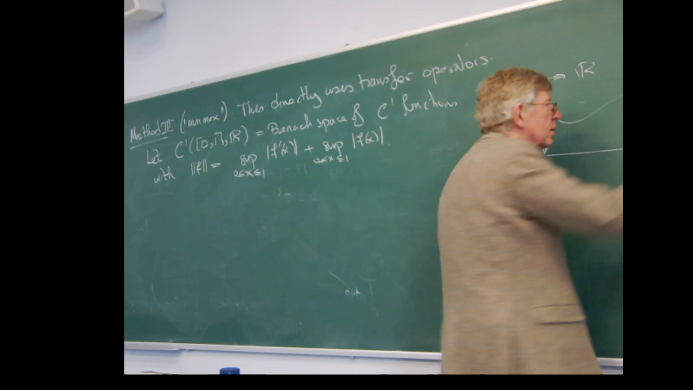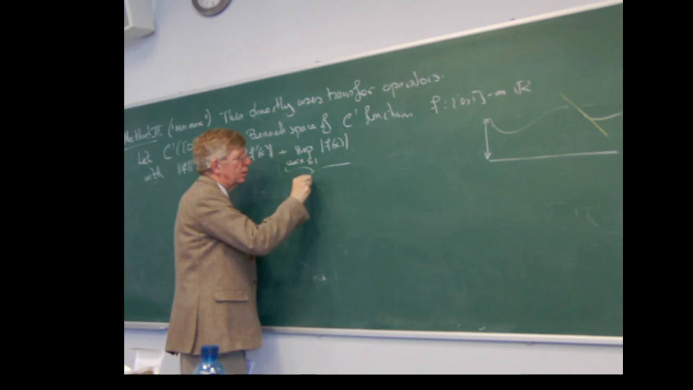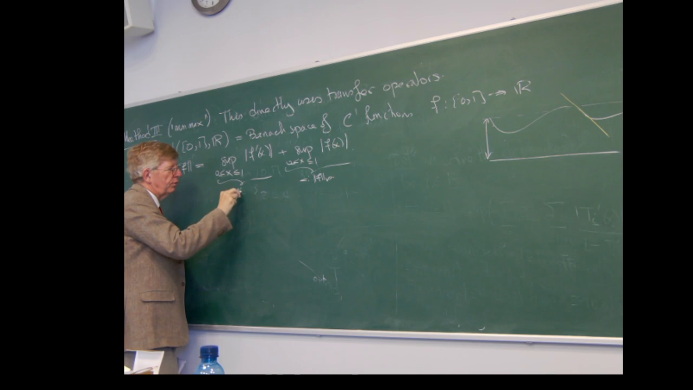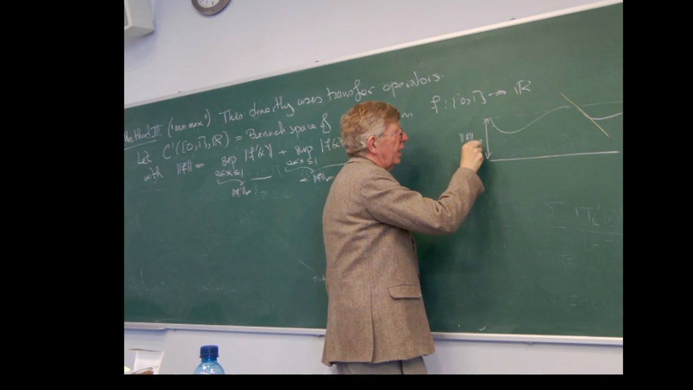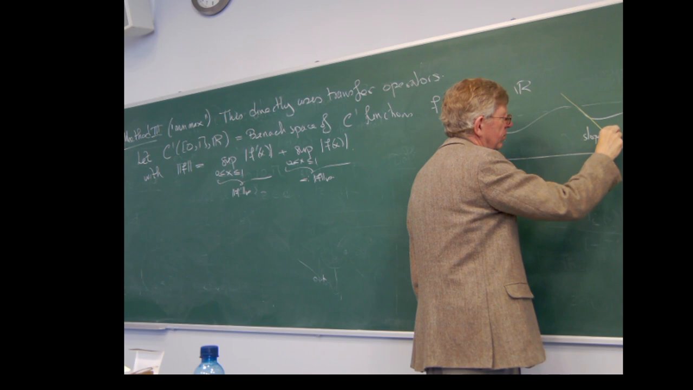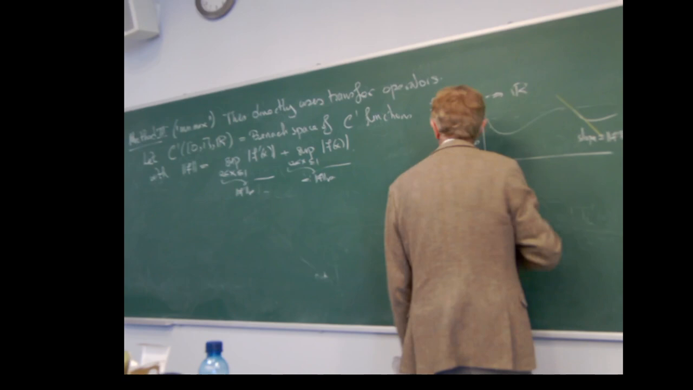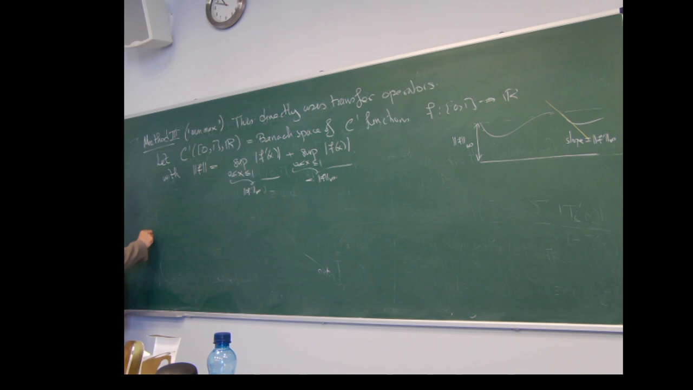So if I were to write this as the sup, and this would just be the sup of the derivative, then this height here would just be in this picture that, and this slope here would be whatever it is. Plus or minus, I guess, the sup norm of f prime. So given any function, we can associate this norm. And then we have the definition of the transfer operator. So it's going to be a family of operators. So for any t in R, we define a transfer operator.